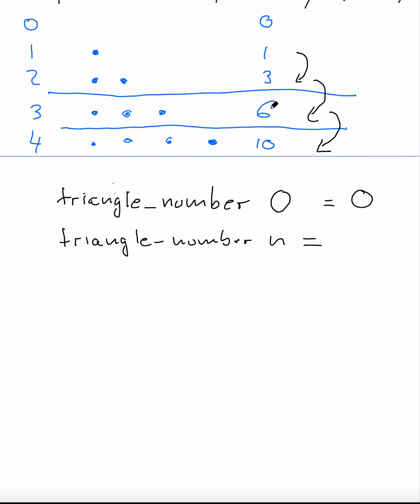Now that can be expressed as a mathematical equation, and I'm just going to write down this mathematical equation. So the nth triangle number is n plus the triangle number of n minus 1.